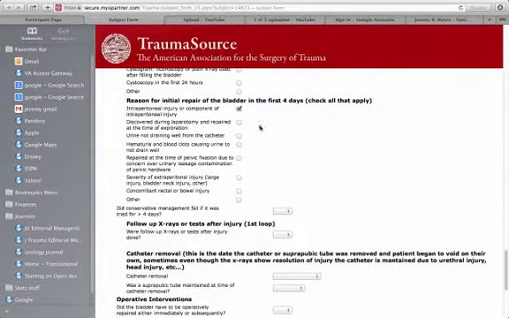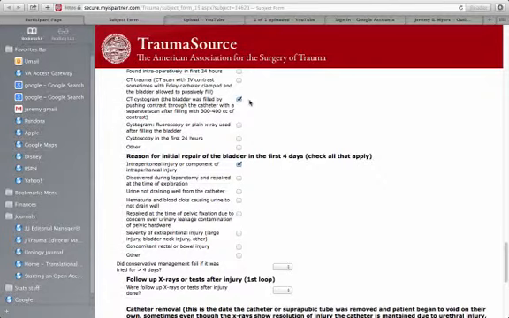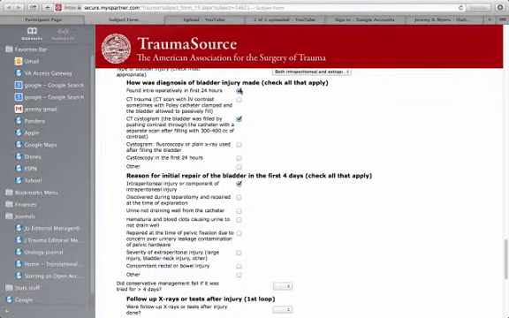So for instance, in this case, you might have checked that this was found intraoperatively in the first 24 hours, and then that it was discovered during the laparotomy. Other reasons that this might have been repaired in the first 4 days is urine didn't drain well from the catheter, blood clots obstructed the urine, and so you might check both of these since both are possible. Or it was repaired at the time of pelvic fixation due to concern over contamination of pelvic hardware with orthopedic procedures. Other choices are severity of extraperitoneal injury, large injury, bladder neck injury, other.